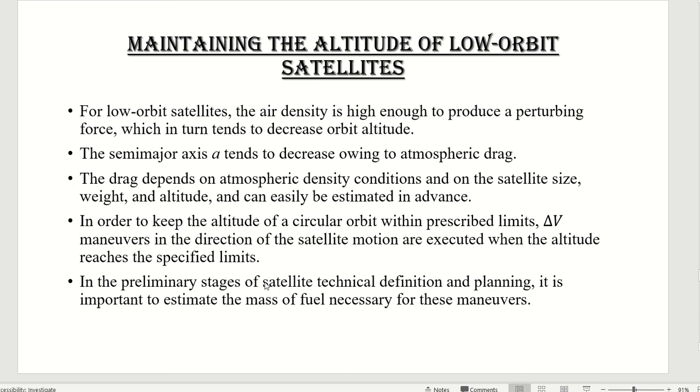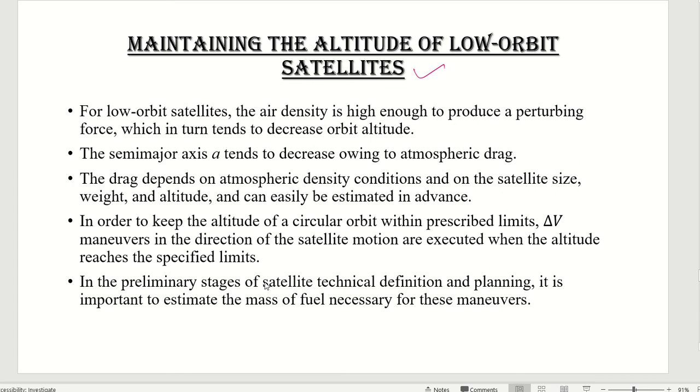Anyway, we have transferred the satellite between orbits, or we have placed the satellite into orbit, and it is very essential to keep this satellite in the orbit for the operational time. So maintaining the altitude of a low orbit satellite is the next topic. For a low orbit satellite, the air density is high enough to produce a perturbing force, which in turn tends to decrease the orbit altitude.